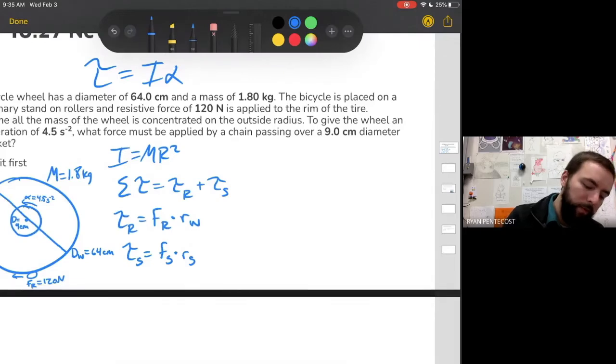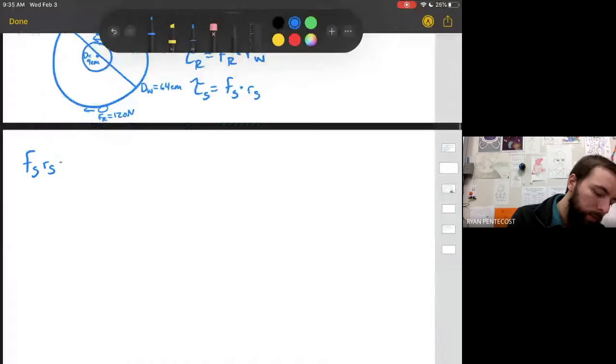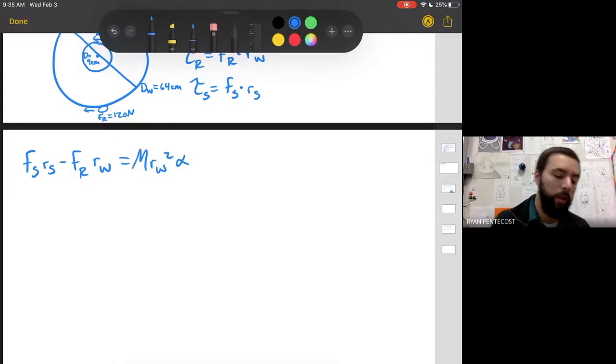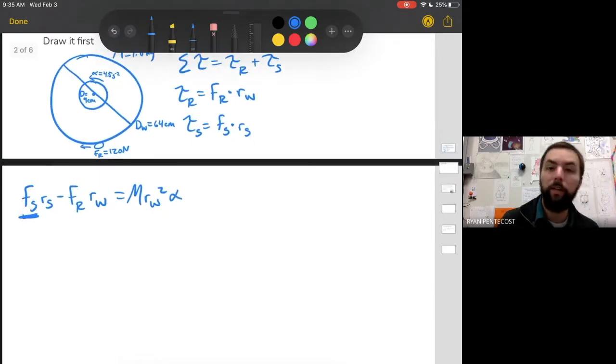So the torque of the sprocket is Fs Rs minus the torque of the resistive force, Fr Rw, and that will equal I alpha. I'm actually going to substitute that I out because we know that that is m r of the wheel squared times alpha. So now we've broken it down into the components that we know, and we just need to solve for the force of the sprocket. Now we're not considering the moment of inertia of the sprocket here. We are just considering the moment of inertia of the wheel.